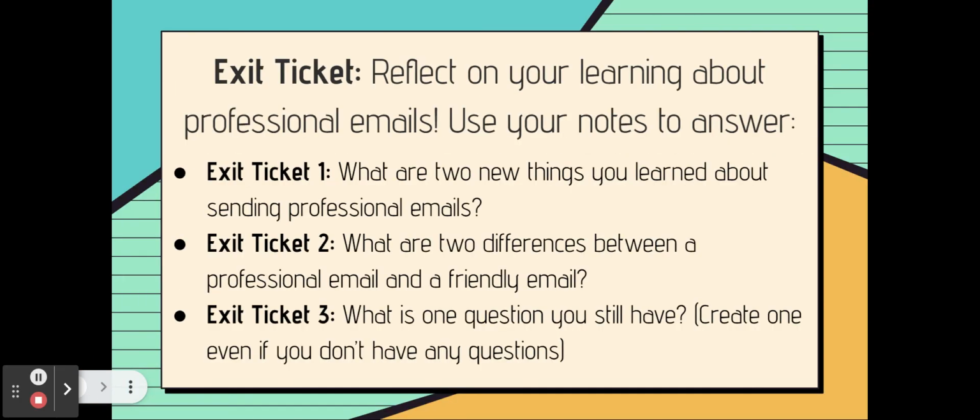And that concludes our tutorial. Now you can reflect, which means think about what you've learned, because that's how we learn it better, about professional emails. Use your notes. If you need to rewatch the video or revisit any part, go right ahead. You're going to answer these 3 exit ticket questions. Number 1, what are 2 new things you learned about sending professional emails? Number 2, what are 2 differences between a professional email and a friendly email? Number 3, what is a question you still have? So even if you think, I know how to do all of this, I've got it, I still need you to come up with a question, even if you don't have one.